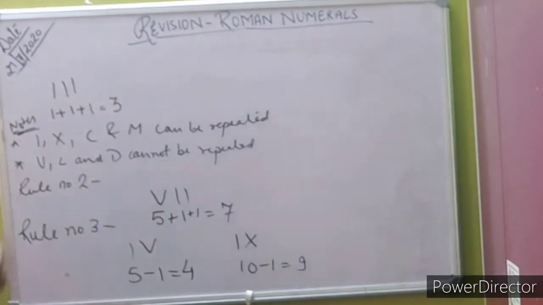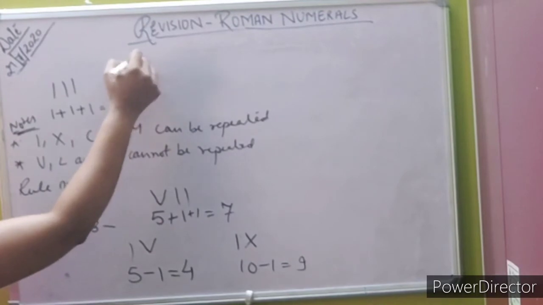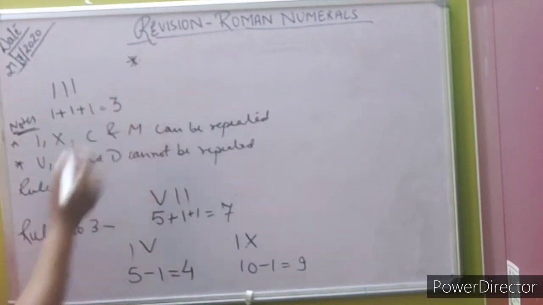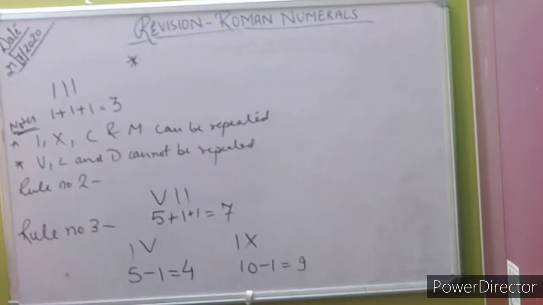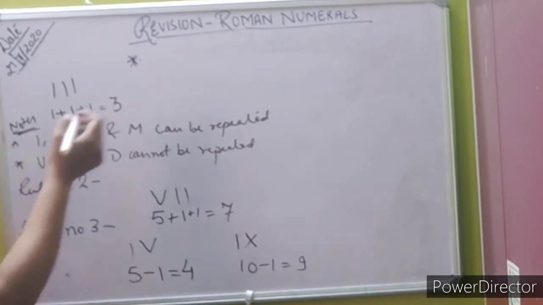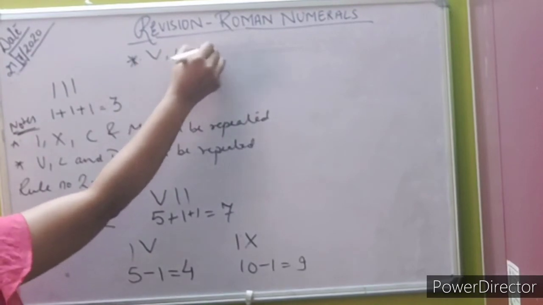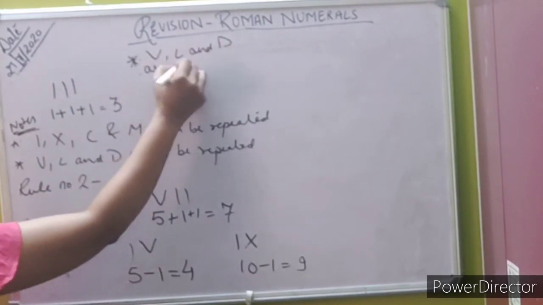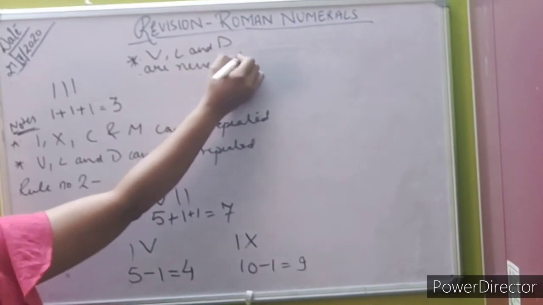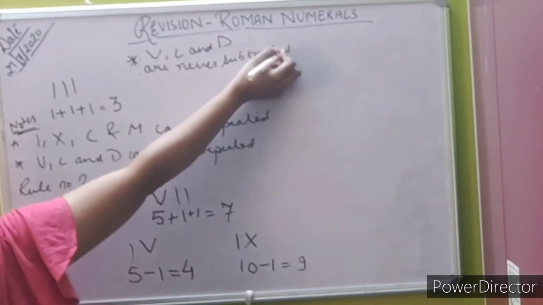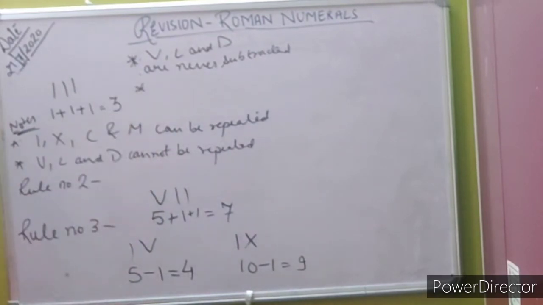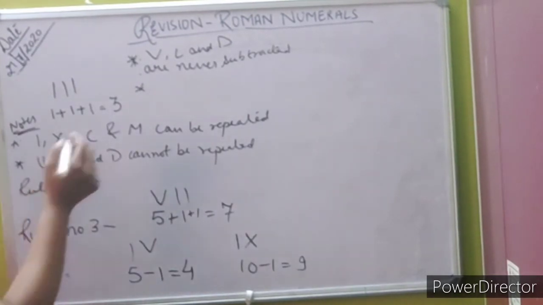So write the notes. Point number 1: V, L and D are never subtracted. V, L and D are never subtracted. And the second point is I can be subtracted from only V and X, not others.